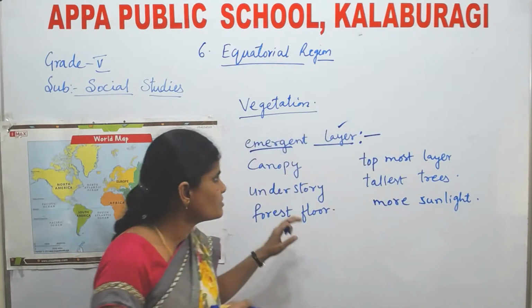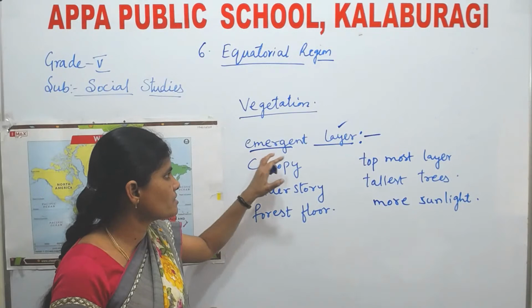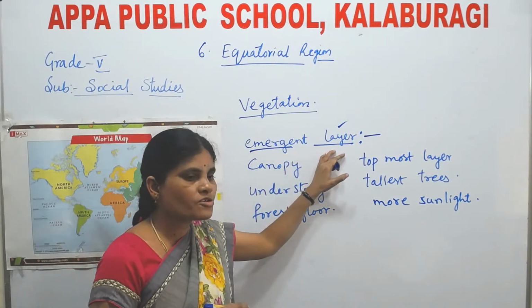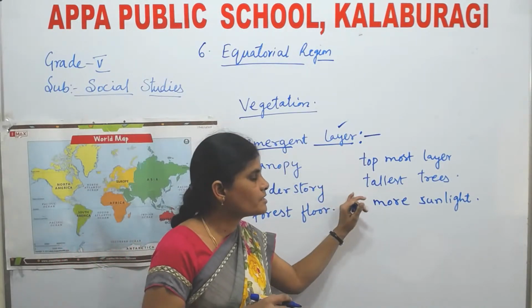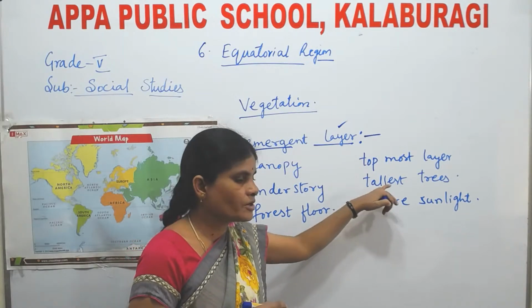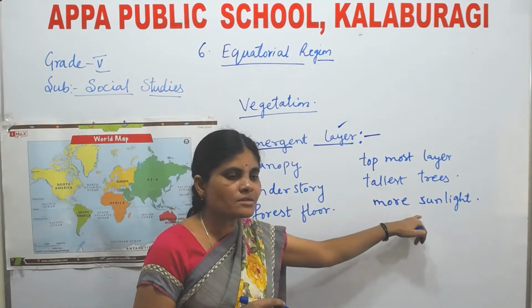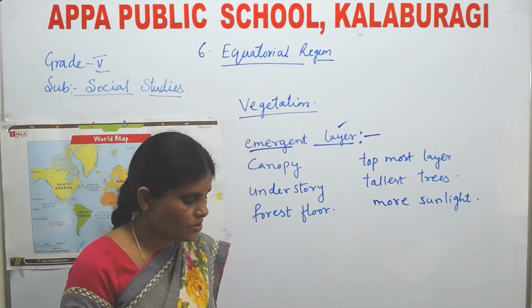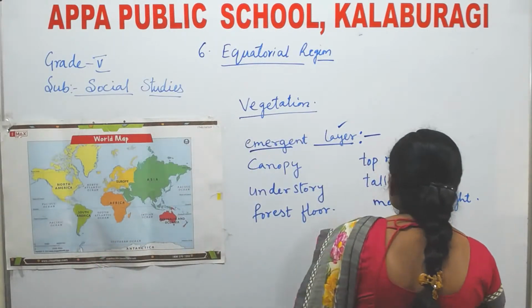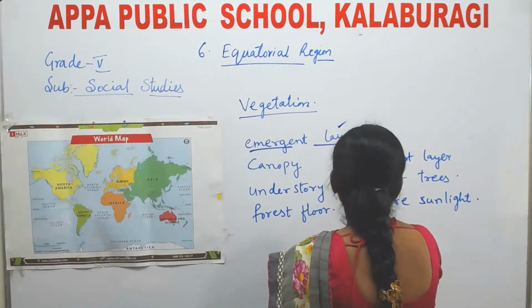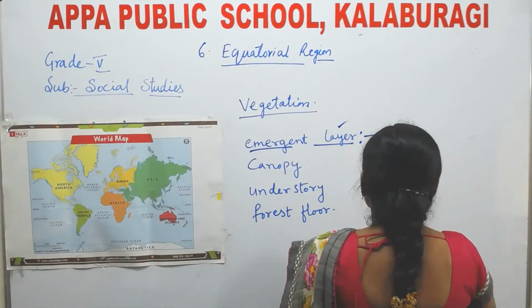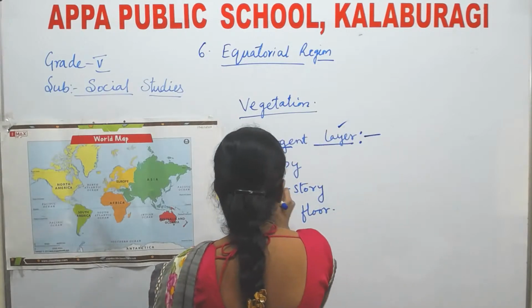This is the first layer. The first layer is the topmost layer of the forest, and the trees in this layer are very tall. Because of their tallness, the trees of this region receive more sunlight. Okay, children, now let us move to the second layer.